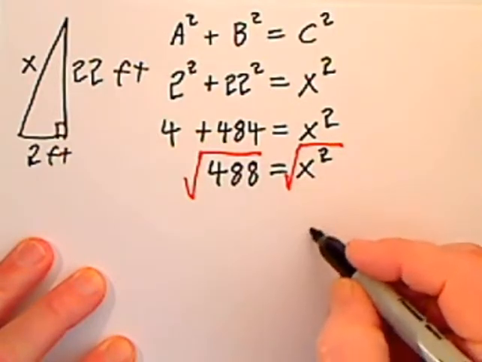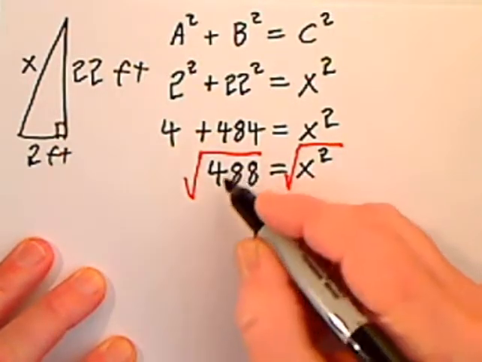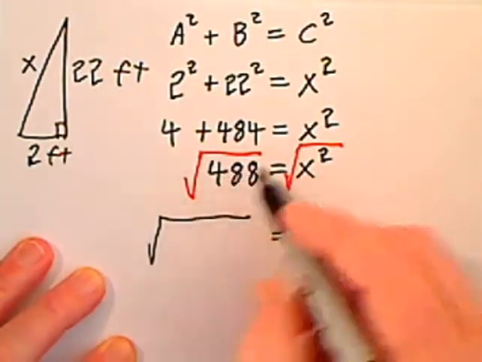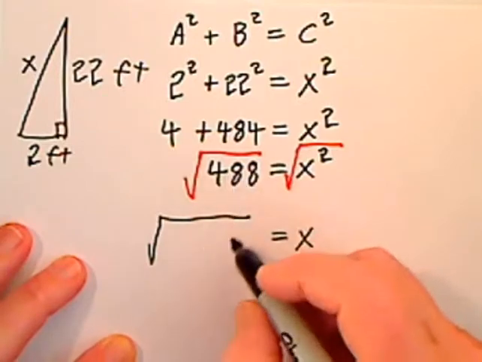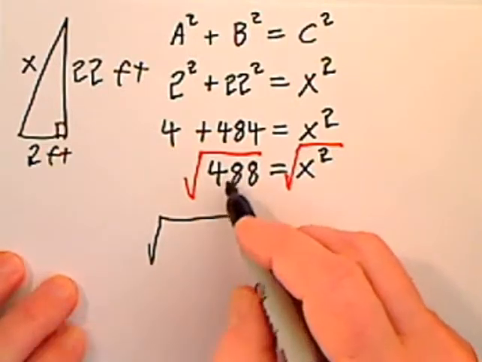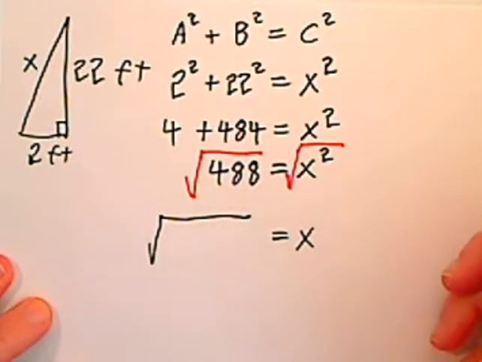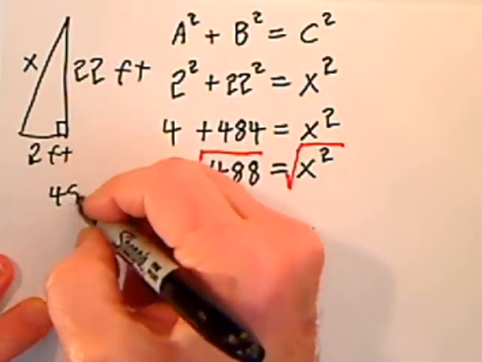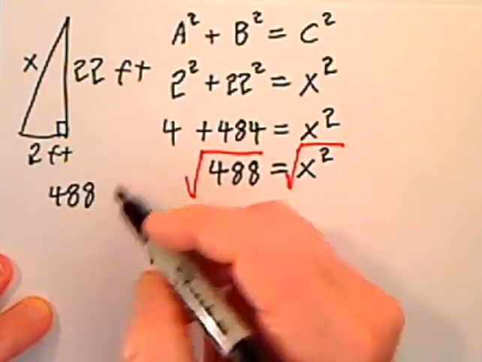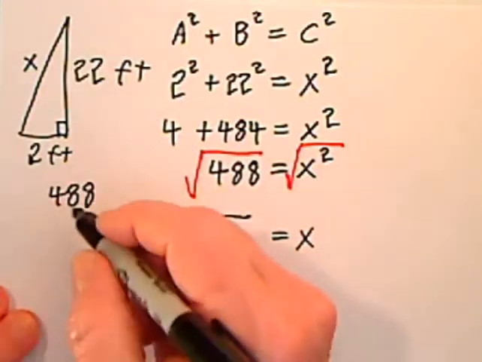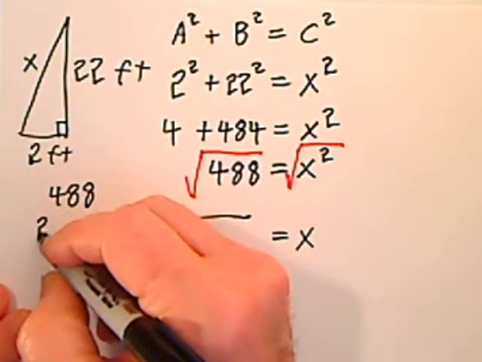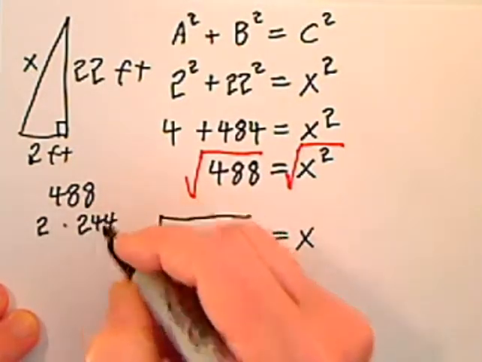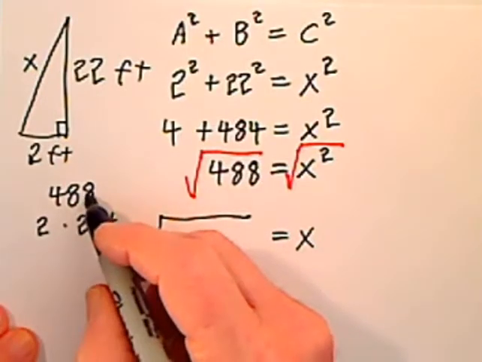Square root of x squared is x, and this 488, we're going to rewrite as some product of numbers. Hopefully there's a perfect square lurking within that someplace. All right, so you just look at your 488 and start thinking about the numbers that make it up. So we'll look at different factor pairs. 2 times 244. That doesn't look like a perfect square.